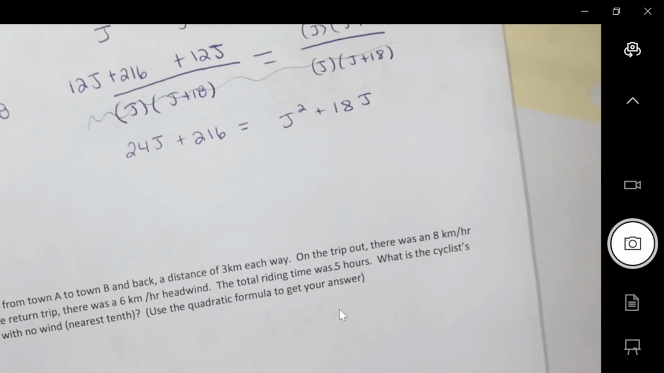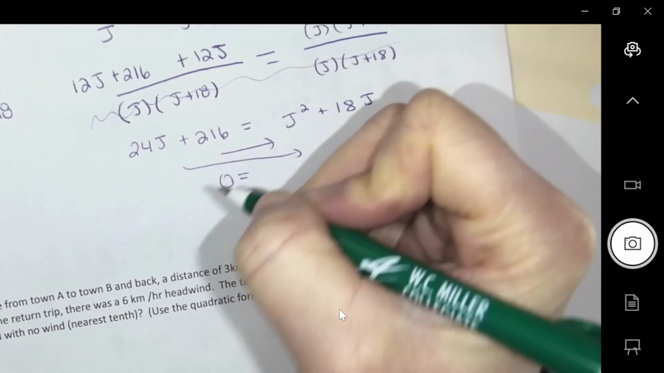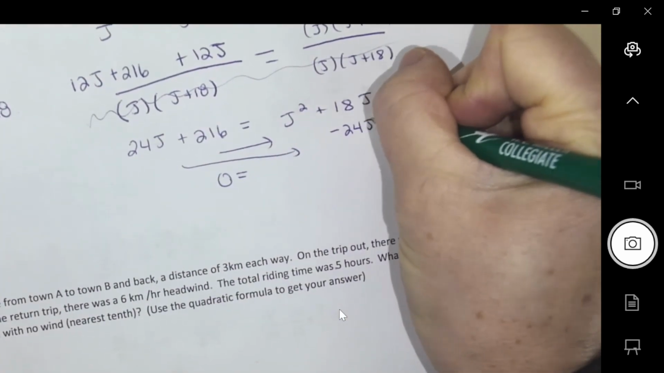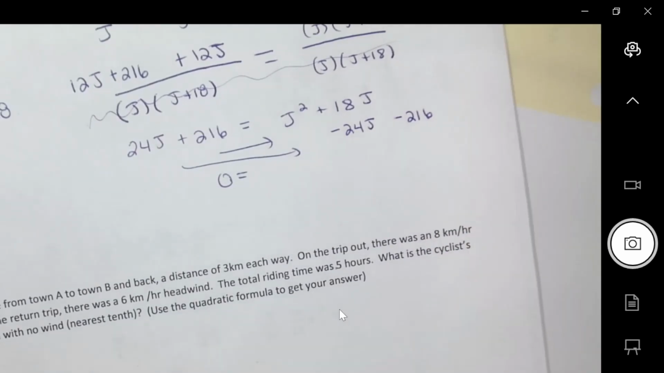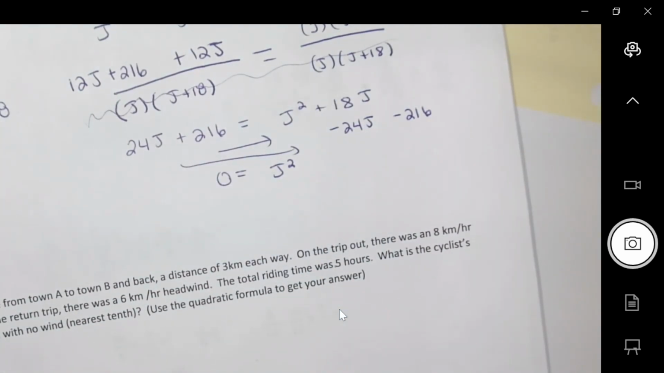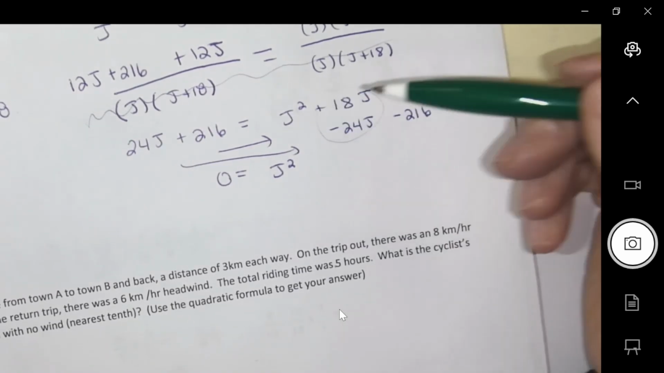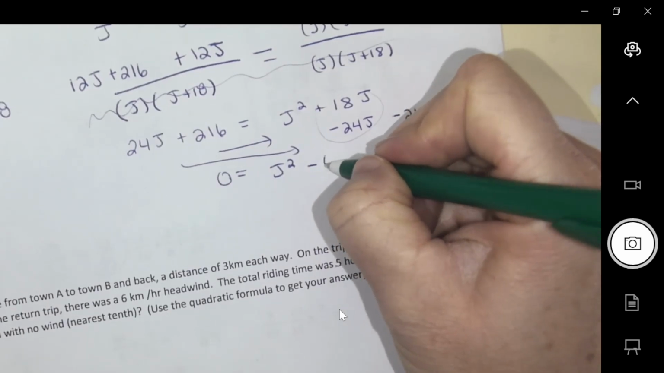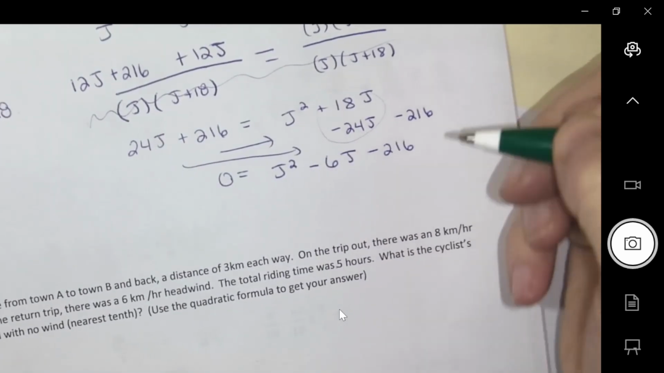So you need to understand when I'm looking at this, I see two variables. So I'm going to have a 0 on one side, and we're going to try factoring methods. Okay? So I'm going to move everything over there. So I will be subtracting a 24J, and I would be subtracting a 216, right? Those are the things I would do to move it. Okay, so J squared, there's nothing to combine it with. There's no other squareds to put it with. We can put those together because they're both J's. So 18 minus 24 makes negative 6J minus 216.